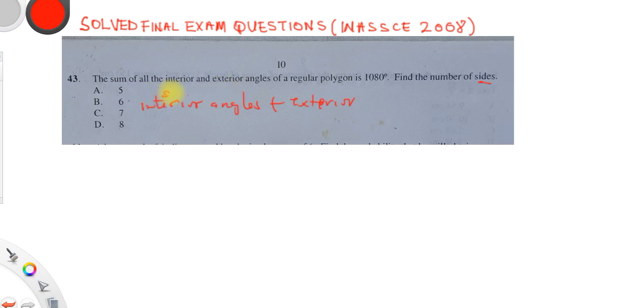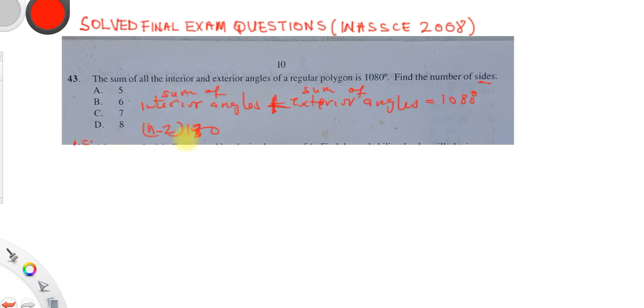So if you sum the interior angles and then add it to the sum of the exterior angles, the sum of interior angles plus the sum of exterior angles is given by 1080 degrees. The sum of all the interior angles is given by n minus 2 times 180, where n is equal to the number of sides.